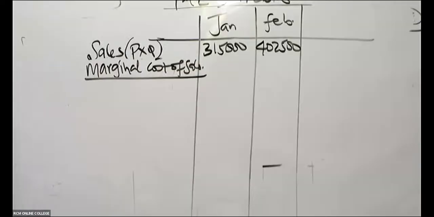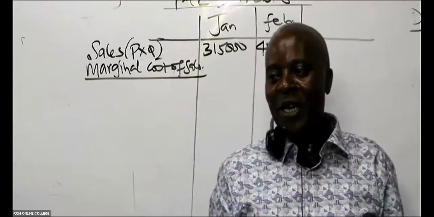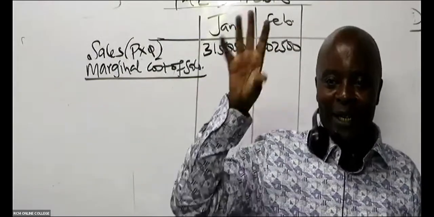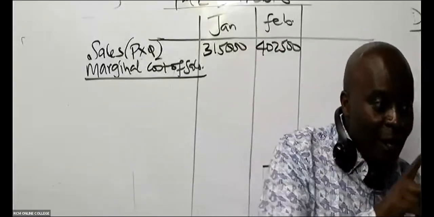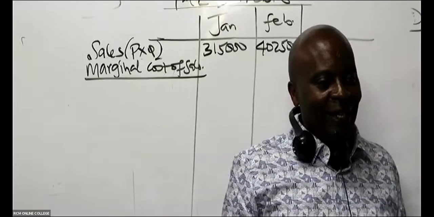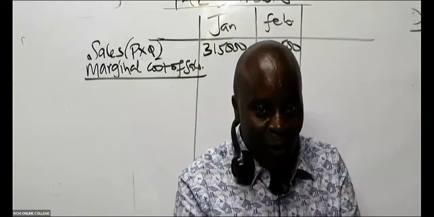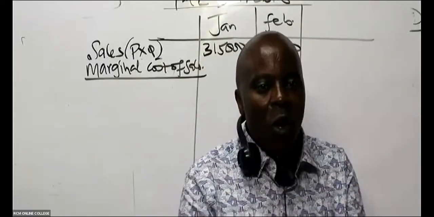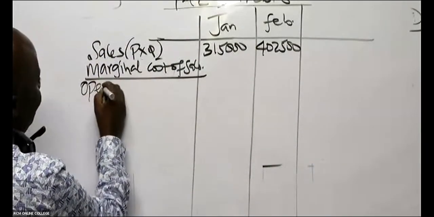Marginal cost of sales. So, ladies and gentlemen, how do we normally get cost of sales? Anytime they want us to get cost of sales, we normally take opening stock plus purchases. Remember here, we are a producing organization. You're not purchasing. So we take opening inventory plus production minus what here, somebody? Closing. So we start with opening.